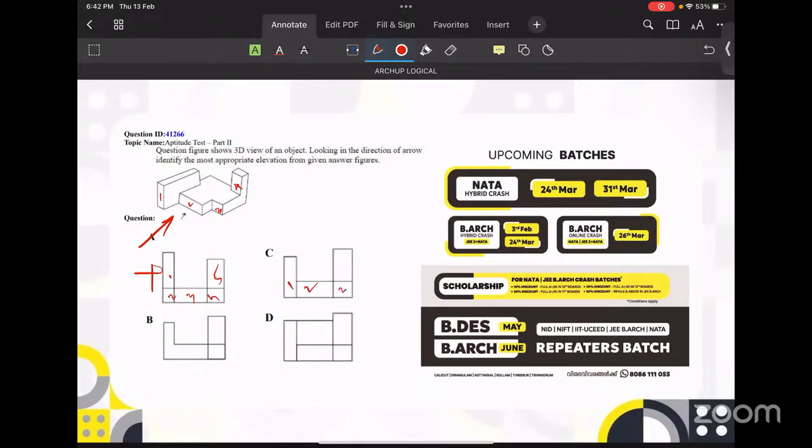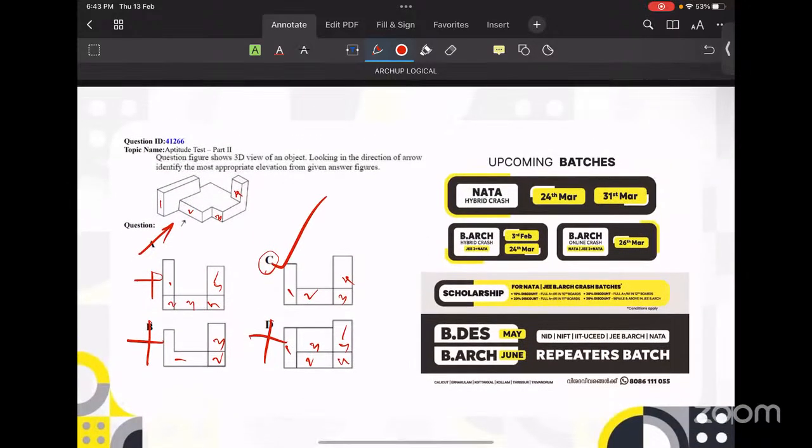1, 2, 3, 4. Not sure, maybe. 1, 2, 3, obviously not. 1, 2, 3, 4, 5. See, the counting method of elimination is taking us to the answer. We don't need to imagine. We don't need to draw. Simply counting is taking us to the answer. So next question.